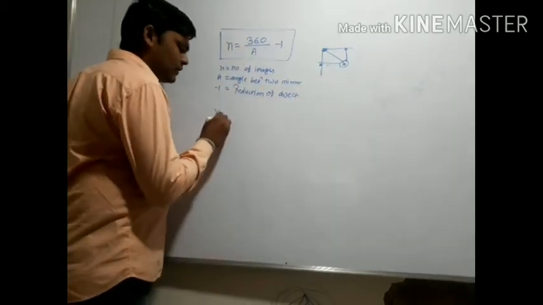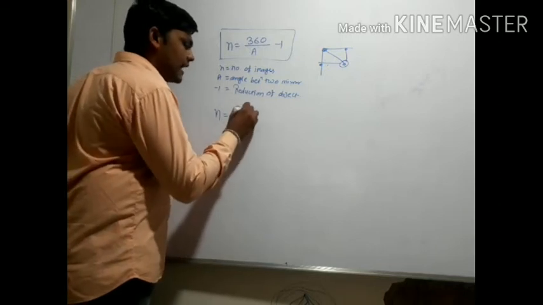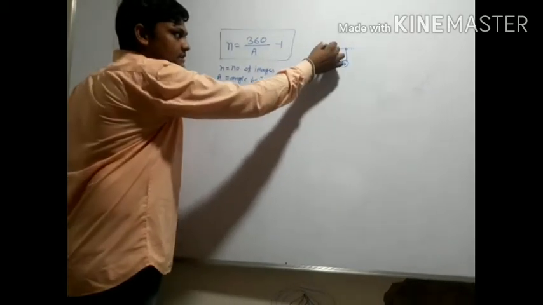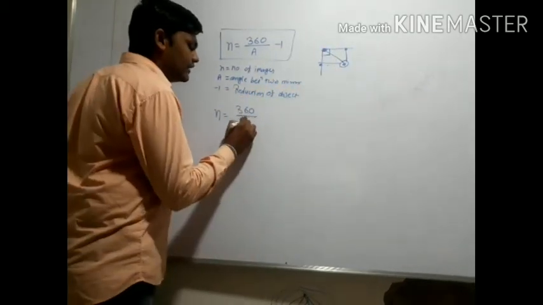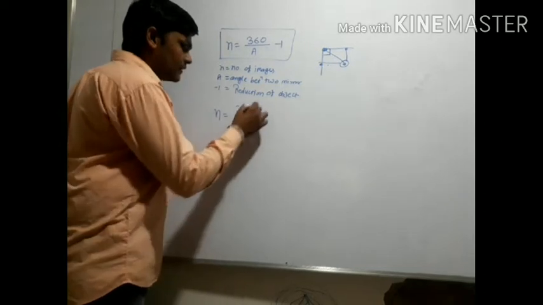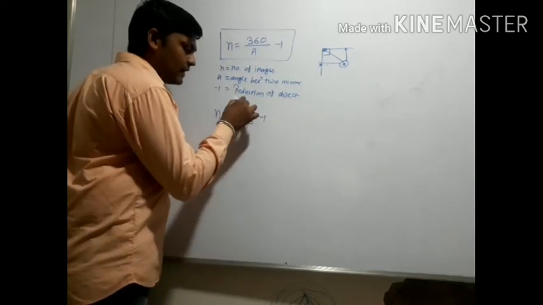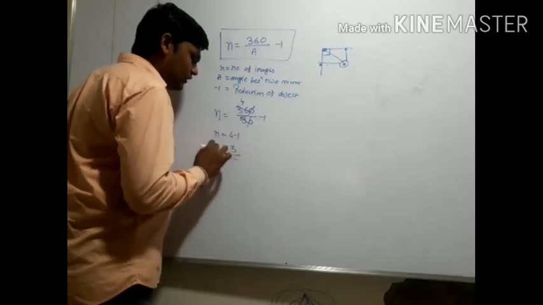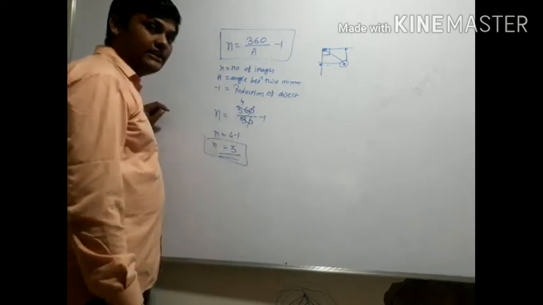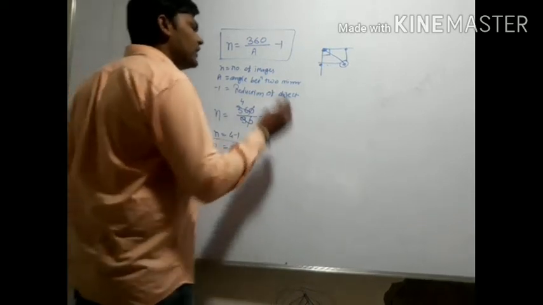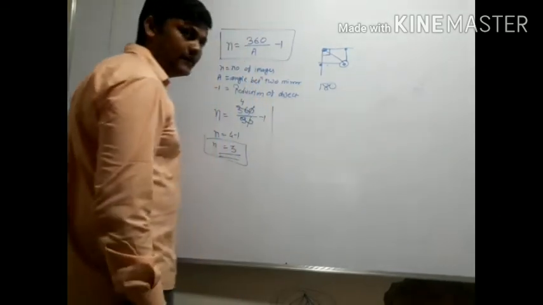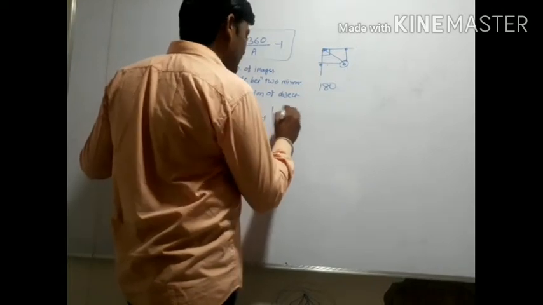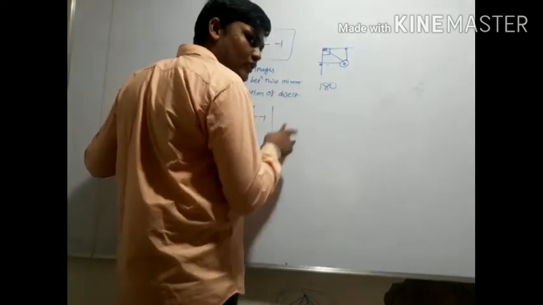See, n is equal to 360 as it is. Put the angle between two mirrors, which is 90. Put over here 90, minus 1. Okay, cancel. 9 4s are 36. n is equal to 4 minus 1, that is 3. How many images did you get when the angle between two mirrors is 90 degree? 3 images. Same. Okay, now the angle between two mirrors is 180. Just tell me how many images you got when the angle between two mirrors is 180?